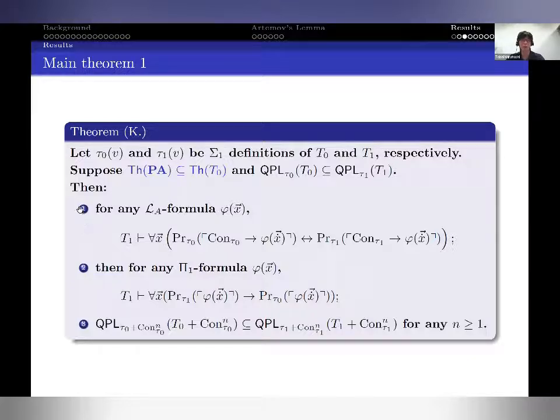And from the first statement, I obtained that if the inclusion holds, then this inclusion also holds for any n, which says that QPL tau 0 of T0 plus con tau 0 n is included in the quantified probability logic of this theory plus con tau 0 n. This is the first main theorem of mine.